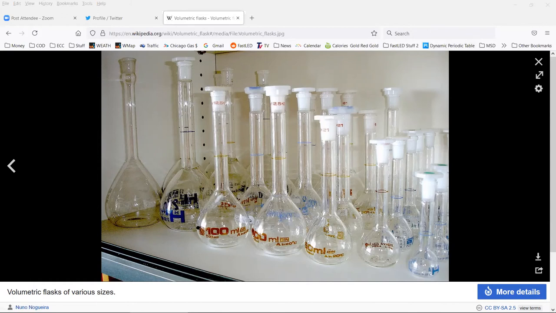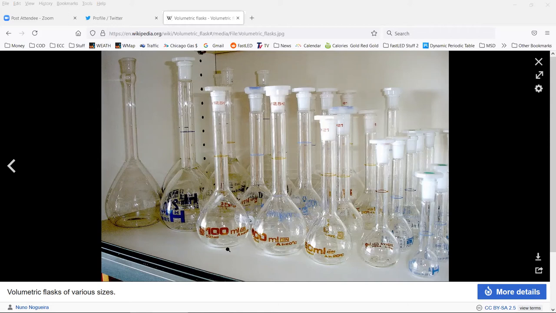Now, if you look at, say, this one that says 100, you'll see a brown line up this neck. When you put your solute, the solid, in there, then you fill it with the solvent, say water, you bring the water exactly up to that line where the meniscus, the bottom of a U, is touching that line. These volumetric flasks are very accurate, much more accurate than using a graduated cylinder.